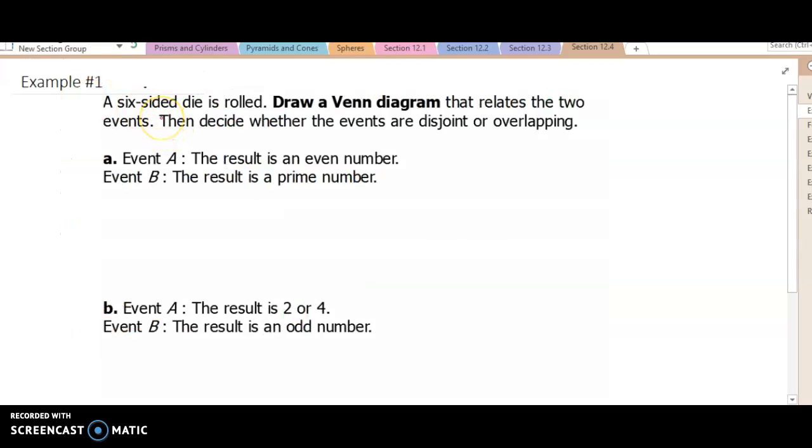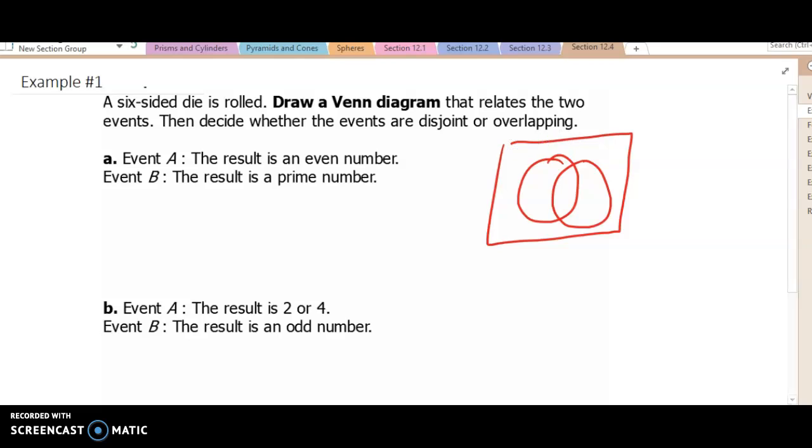All right, so let's look at example 1. It said a 6-sided die is rolled. Draw a Venn diagram that relates the two events. Then decide whether the events are disjoint or overlapping. Okay, so we're going to use a Venn diagram. I'm going to just draw it like this, and it can be as pretty or as ugly as you want, as long as you can read it.